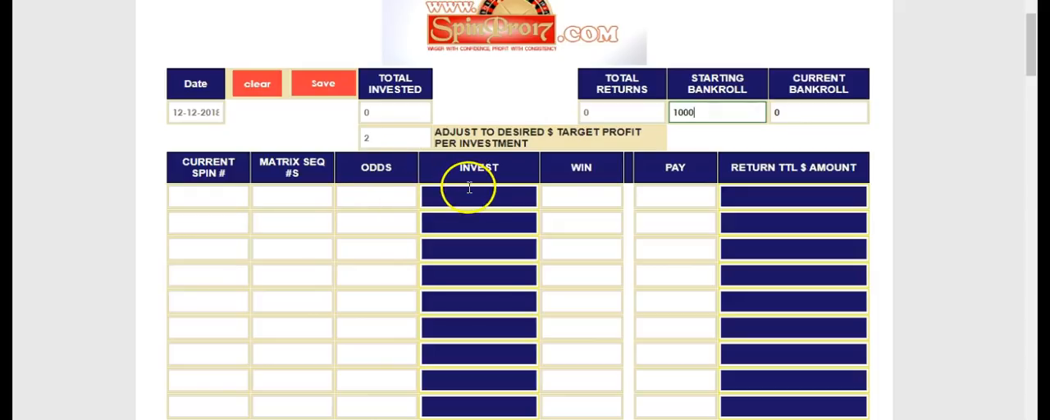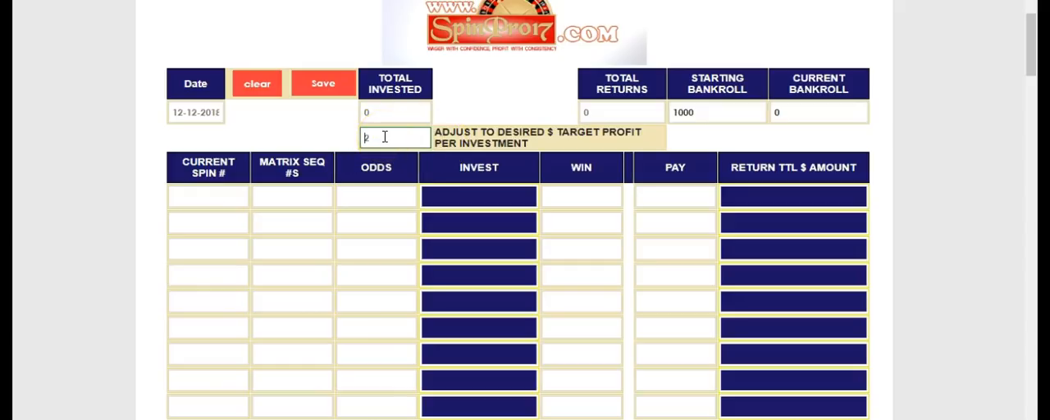So in the invest column, when that pops up, you have to think of this as units. So we're using 1,000 units. And again, in our case here with this demonstration, it's $1, so it's $1,000. Now, this is the important factor as well. Your adjust to the desired target profit per investment.